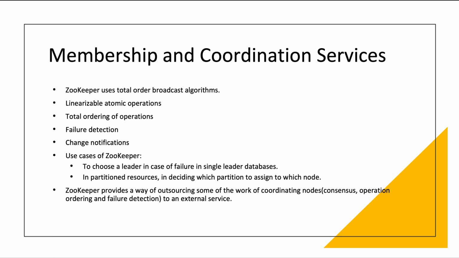So let's look at some of the use cases of ZooKeeper. ZooKeeper can be used in cases where we have to choose a leader in case of failure in single-leader databases, or in partitioned databases. It can help to decide which partition to assign to which node. Thus, ZooKeeper provides a way of outsourcing some of the work of coordinating nodes, like consensus, operation ordering, and failure detection, to an external service.